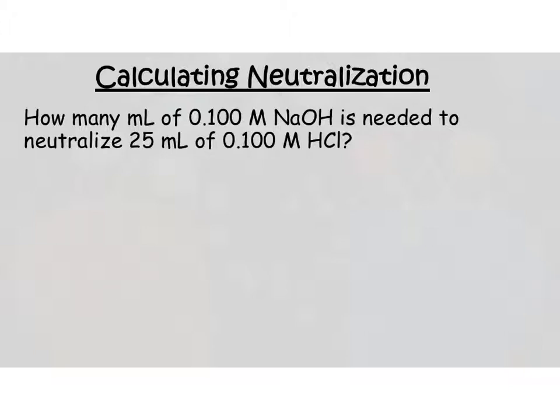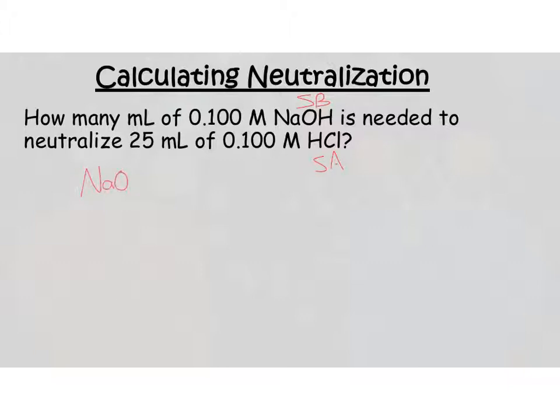So it wants to know how many milliliters of a 0.1 molar solution of NaOH is needed to neutralize 25 milliliters of 0.1 molar HCl. Okay, so first off, let me just point out that we are dealing with a strong base here. So NaOH, definitely a strong base, and then HCl is definitely a strong acid. Okay, so I'm going to teach you two methods by which to do this. So I'm going to teach you the stoichiometry way first.